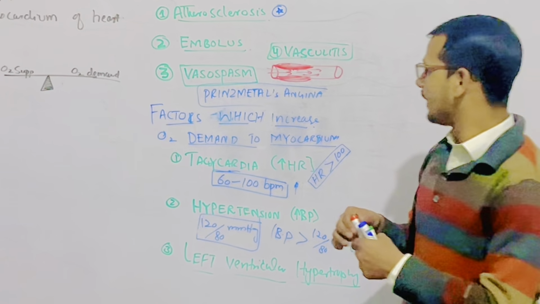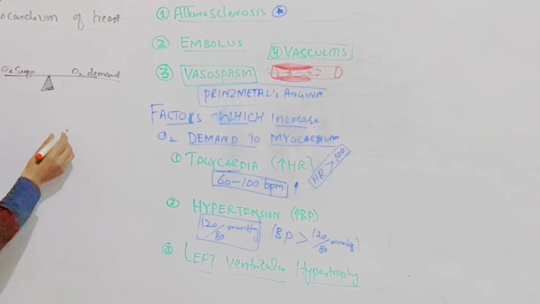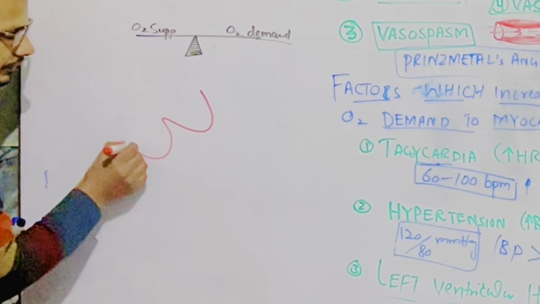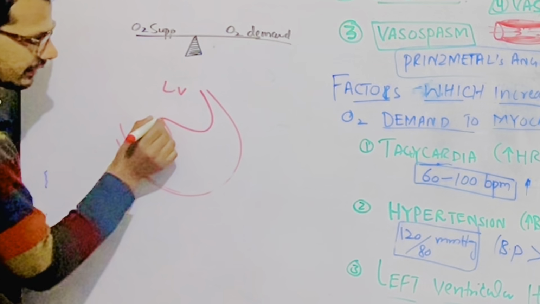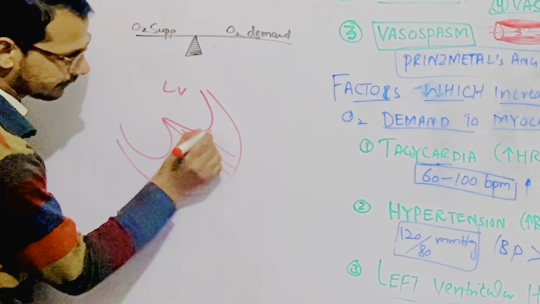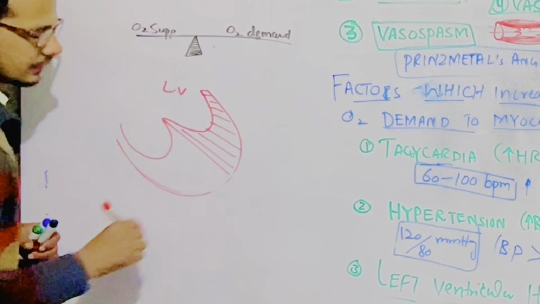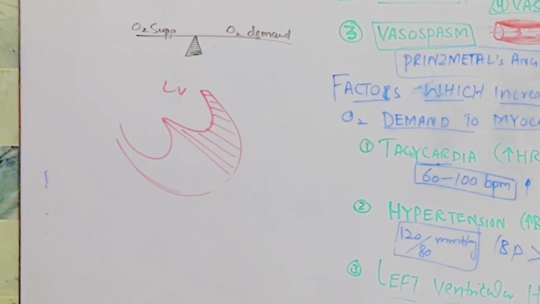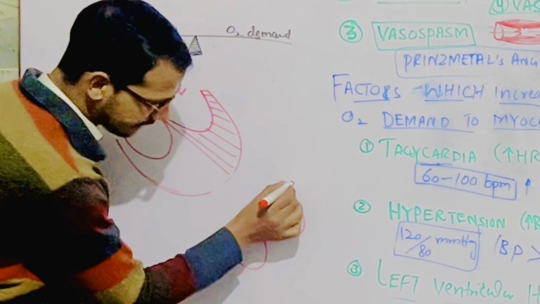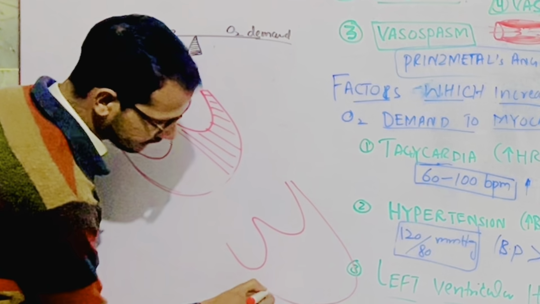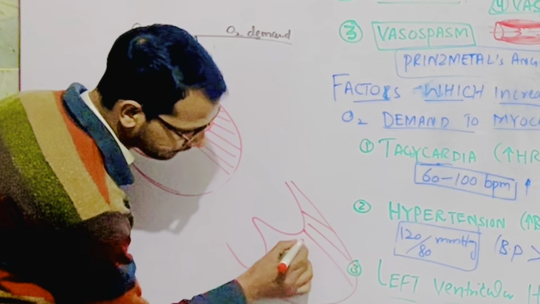Now, for example, if I have a normal heart here, this is the normal left ventricle. It will demand normal oxygen demand. But if some hypertrophy occurs here, for example, it increases in size.